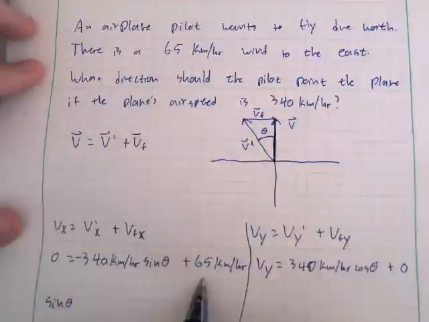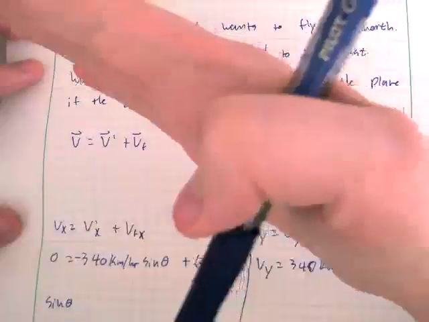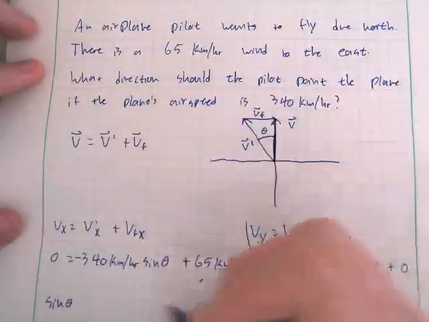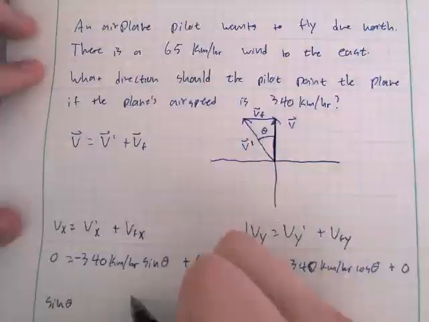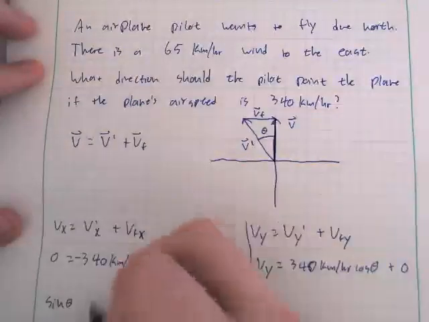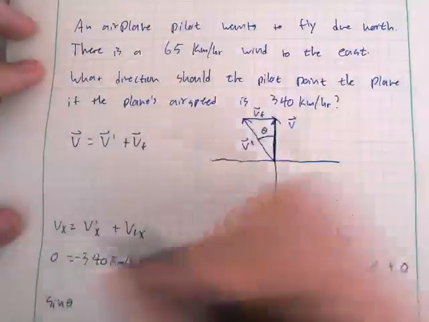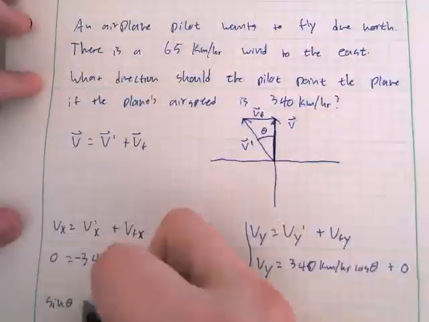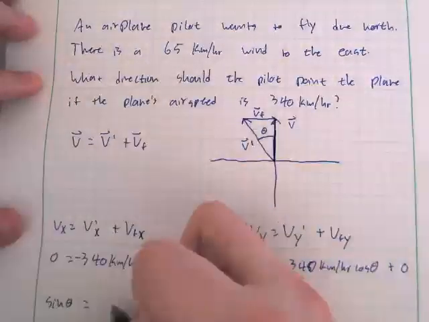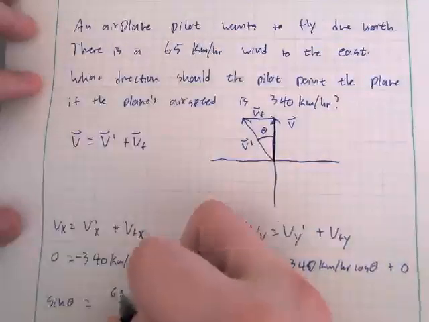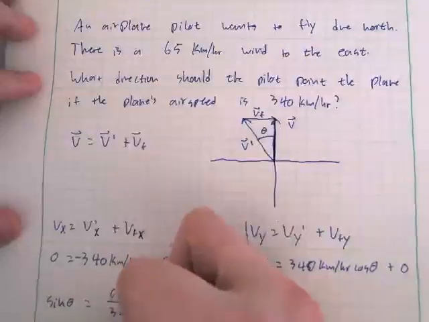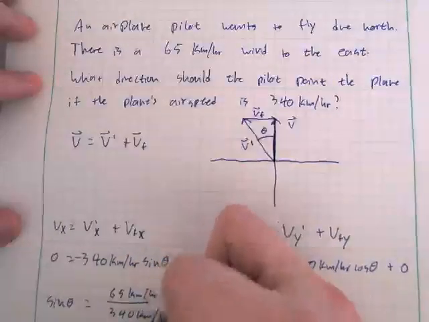The wind is blowing to the east, so the plane has to be angling itself to the west slightly, right, in order to end up flying straight north. So we have it this way, right? The good news for us is this will still cancel out. So when we add this over, then it becomes a positive again, and now everything will be okay. So we have sine of theta is going to be equal to 65 kilometers per hour divided by 340 kilometers per hour.